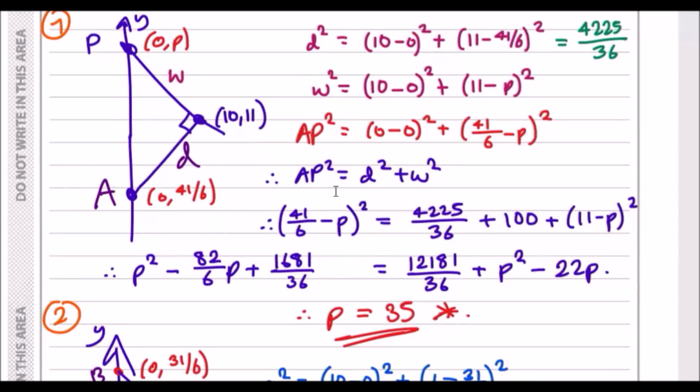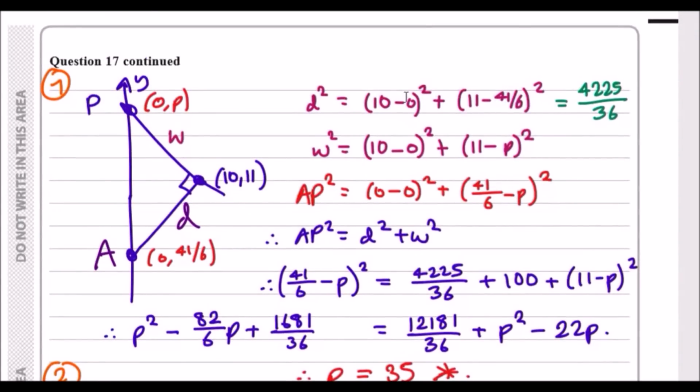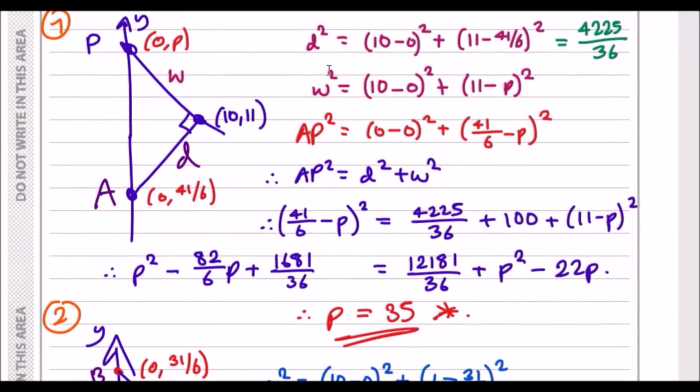So AP squared equals D squared plus W squared. Substitute the value for AP squared. So I already calculated AP squared. Well, I didn't really. I just put it over here because this term is 0. And for D squared, I literally put this all in the calculator and got 4,225 over 36. Put it there. And for W squared, I did the same thing. The first term is 100, and I haven't expanded the second bracket yet.